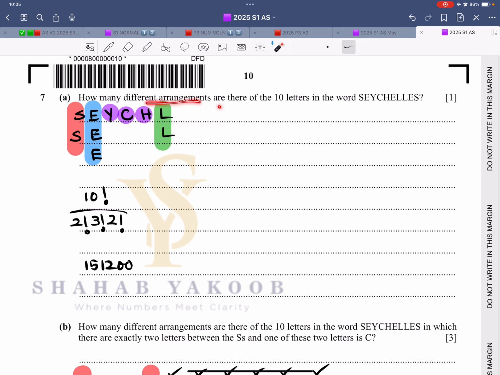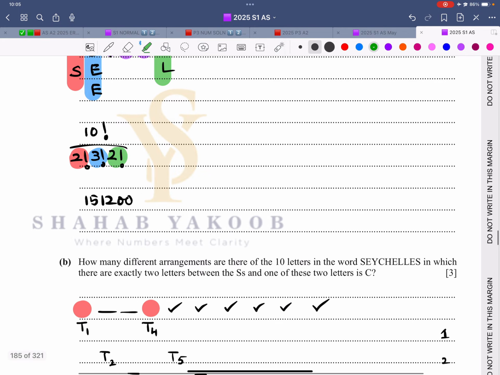First thing, different arrangements. So 10 factorial divided by 2 factorial for the S, 3 factorial for the E, and 2 factorial for the L's. So use a calculator, and you get this answer. This answer is exact. Leave it as it is.